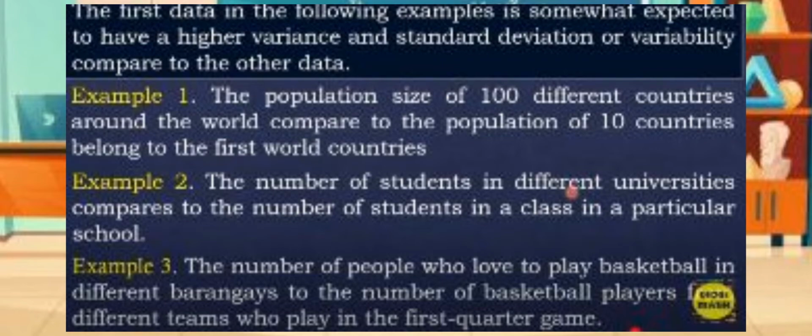Example number 1. The population size of 100 different countries around the world compared to the population of 10 countries belonging to the first world countries. Example number 2. The number of students in different universities compared to the number of students in a class in a particular school. Example number 3. The number of people who love to play basketball in different barangays compared to the number of basketball players in different teams who play in the first quarter game.